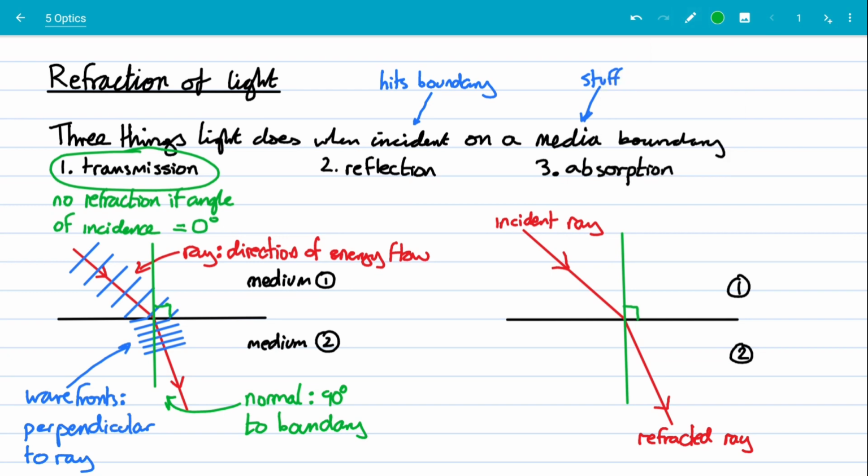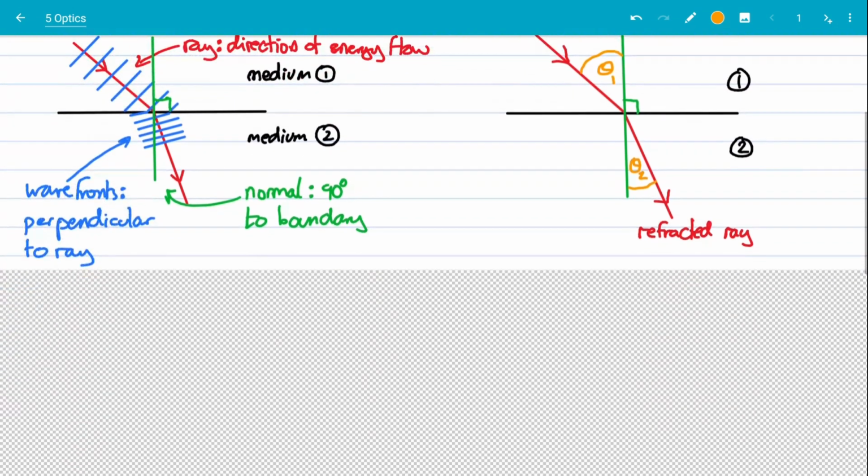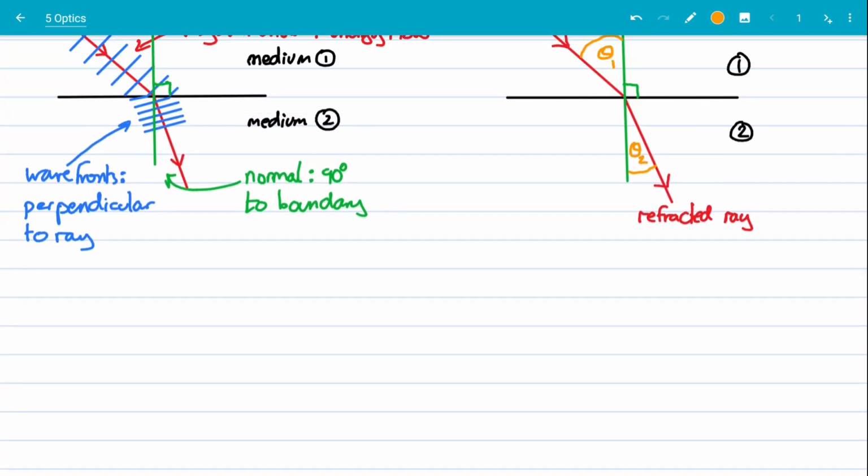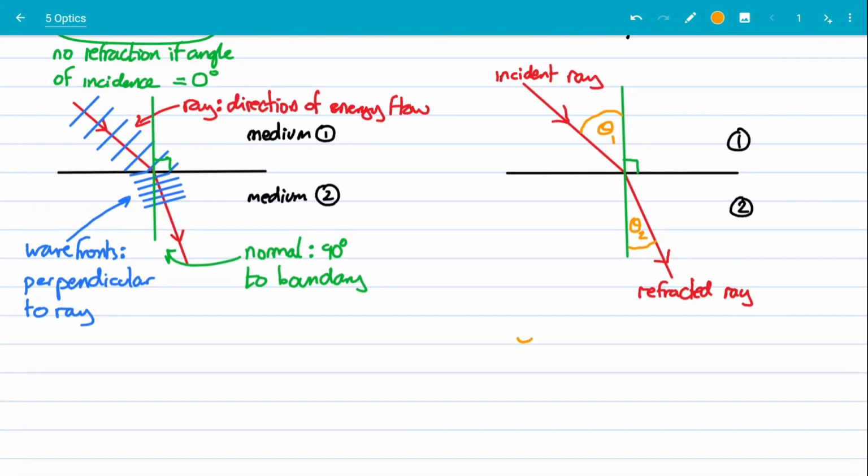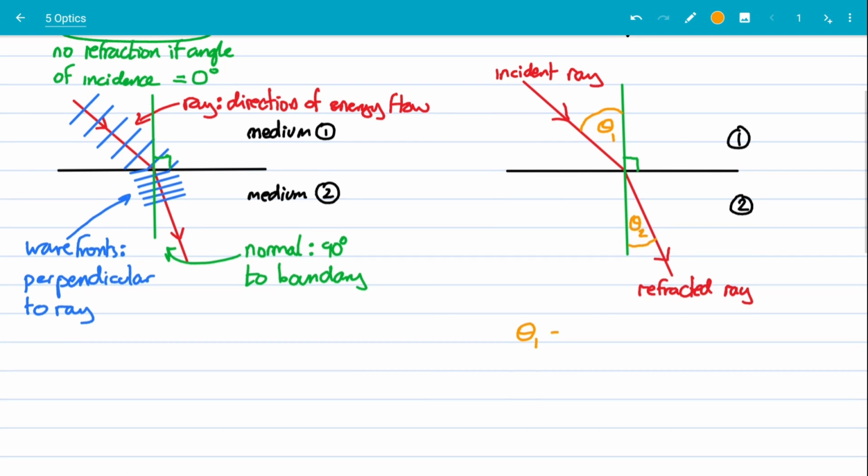So let's draw our angles in here. We have an angle measured to the normal here and an angle measured to the normal there. Now this angle measured to the normal, I'm going to call it θ1 because it's in medium 1. And this one here, I'm going to call θ2 because it's in medium 2. Now in this particular case, θ1 has a special name. In this case, because of the direction of the red arrows, θ1 is the angle between the incident ray and the normal. So we're calling that, in this case, the angle of incidence.